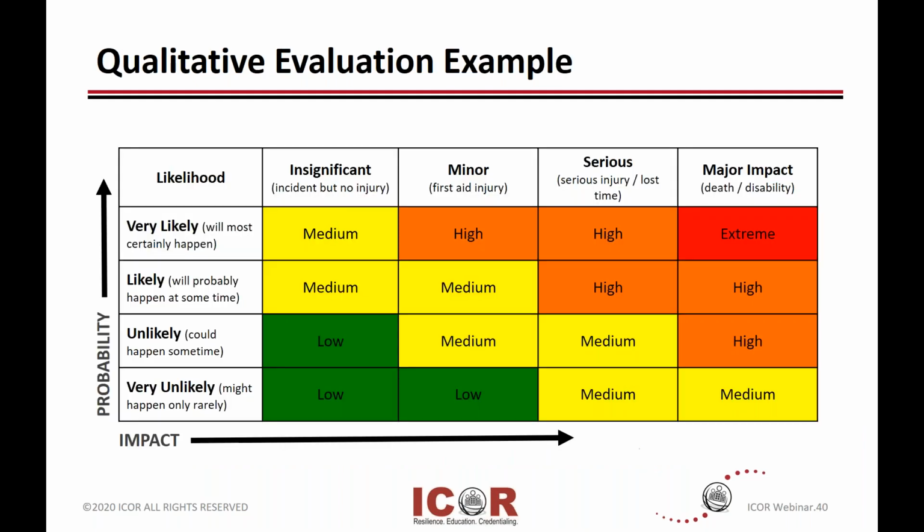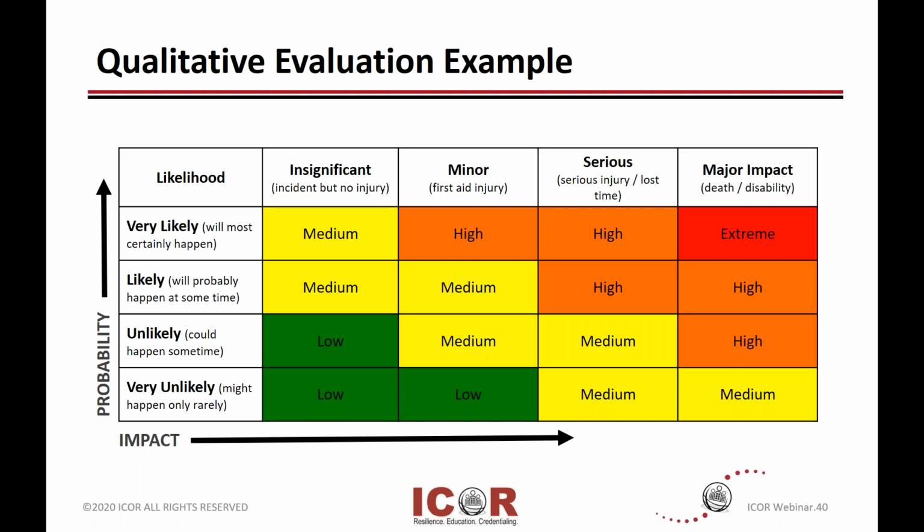This is an example of a qualitative evaluation where they look at their likelihood from very unlikely to very likely, and their impact using low, medium, and high. So you've seen they call them heat charts or whatever you want to call them, but where they then identify this is based on injury to personnel. So they go from an incident but no injury all the way to a major impact, which is death or disability.